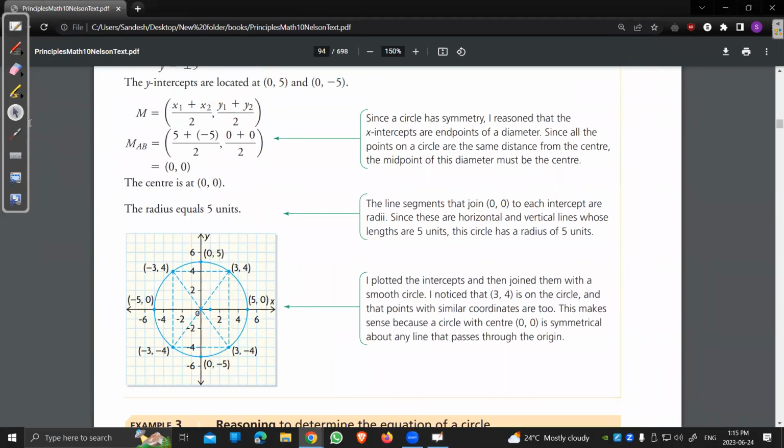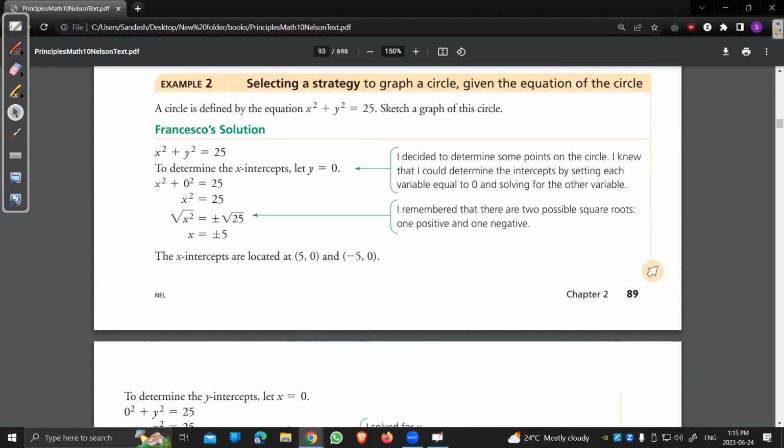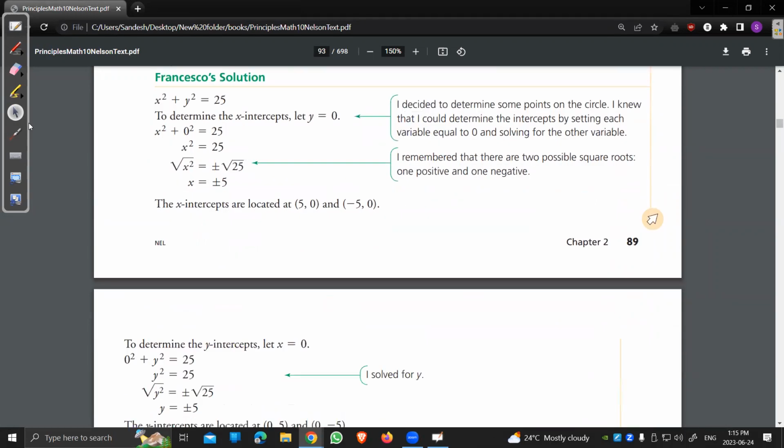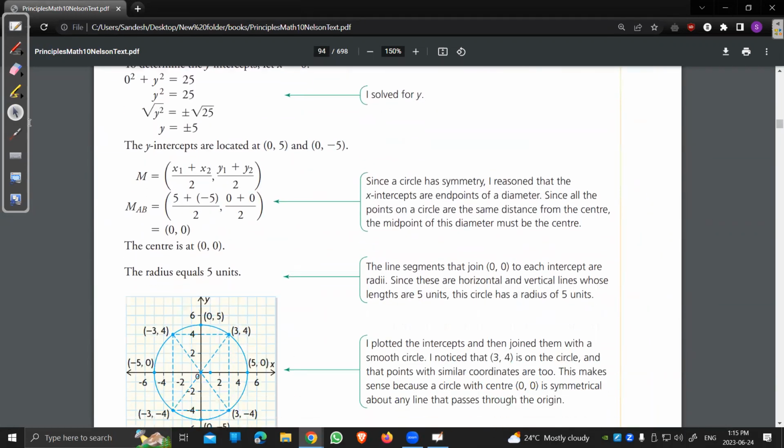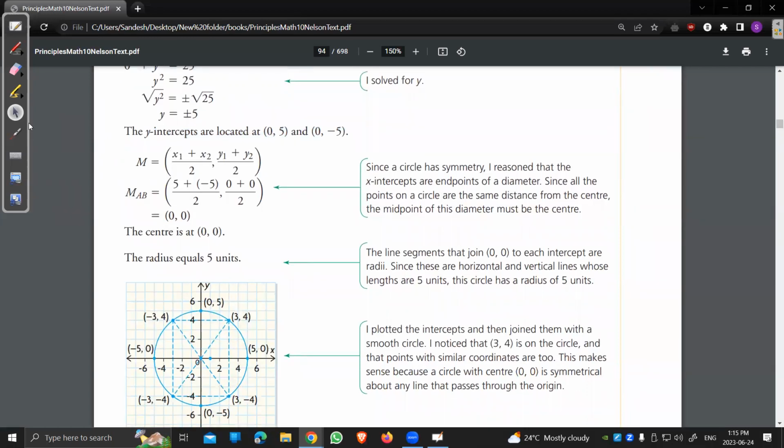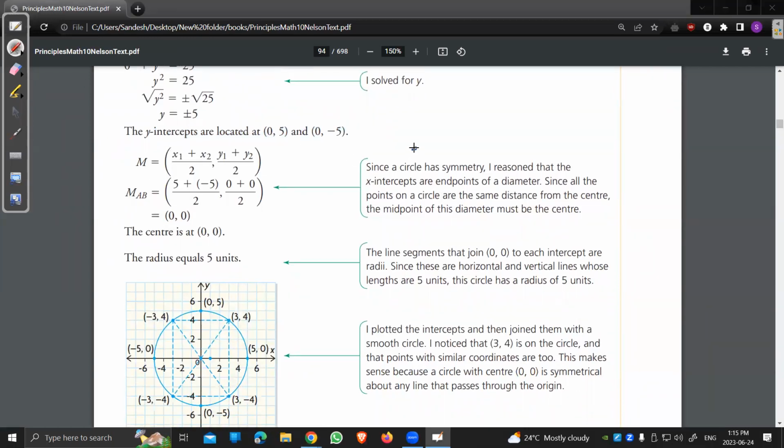Oh, they found some other things actually. Let's find some other things as well. What have they found? They found the x-intercepts, that's easy. They found the y-intercepts, that's easy as well. And what else have they found? Looks like they found the midpoint. You know what a midpoint is? Midpoint is basically, let's say you start here, you end up there, this is the midpoint. Exactly in the middle, okay?